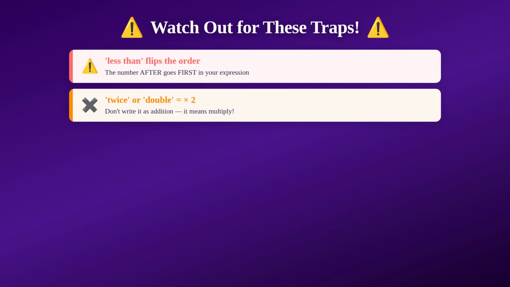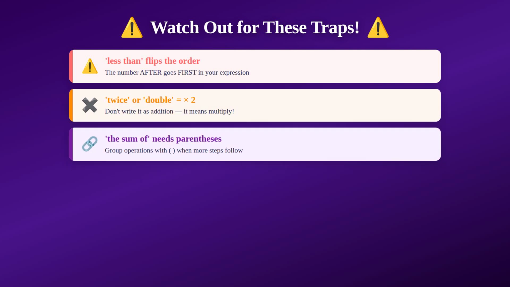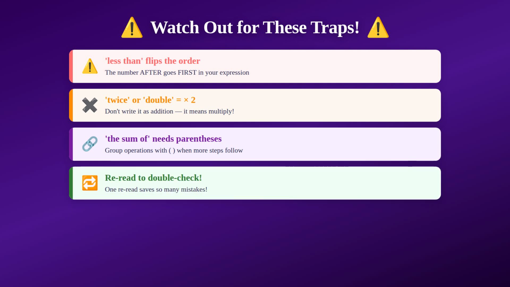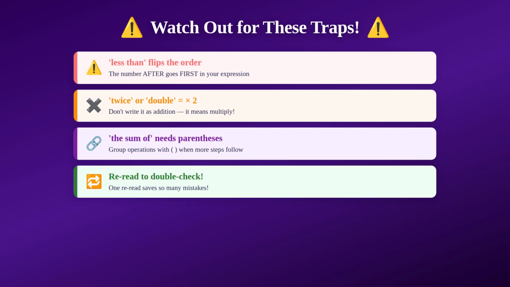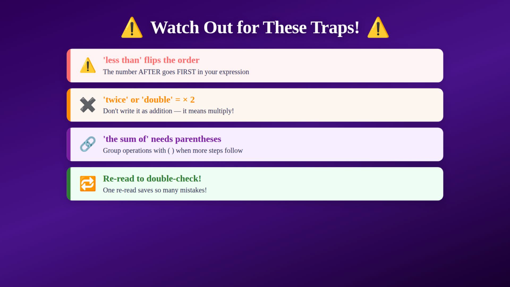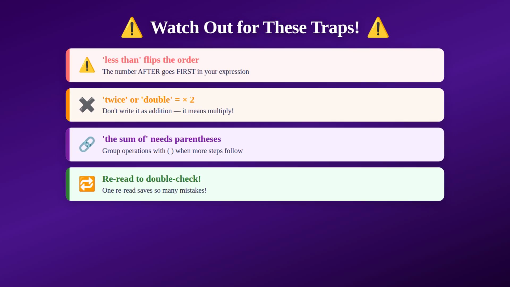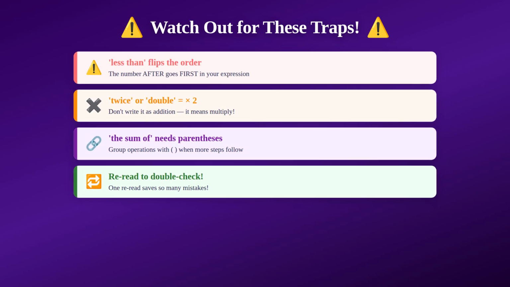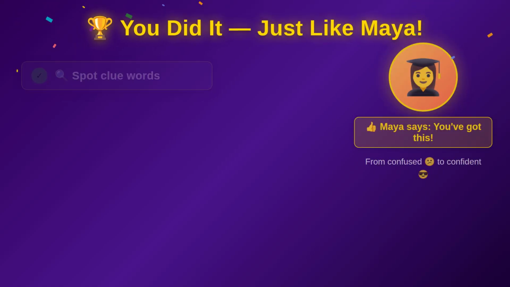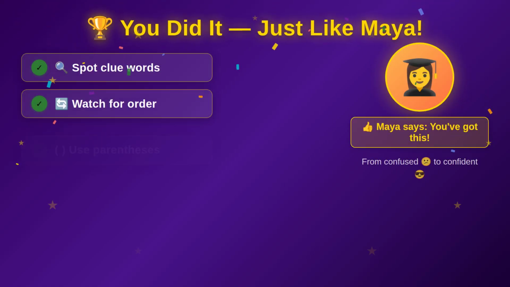Before we wrap up, let's talk about the trickiest traps Maya ran into. Number 1, less than and more than flip the order. The number after those words goes first in your expression. Number 2, words like twice or double mean multiply by 2. Don't forget that. Number 3, whenever you see the sum of or the product of followed by more operations, you probably need parentheses. And always reread your expression to make sure it matches the words. One reread saves so many mistakes.